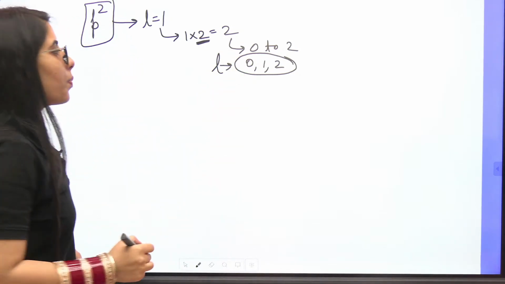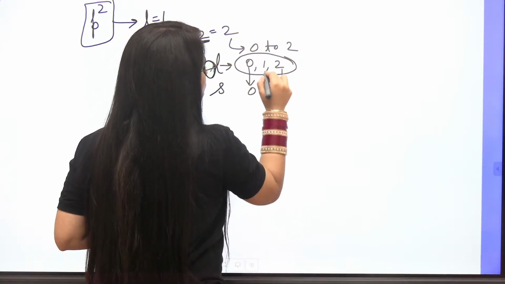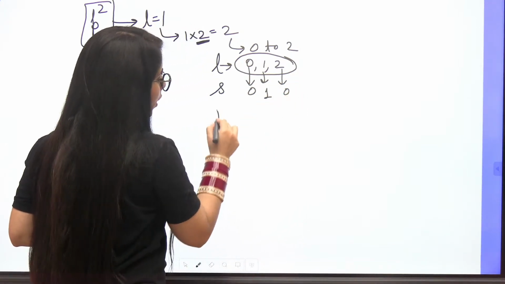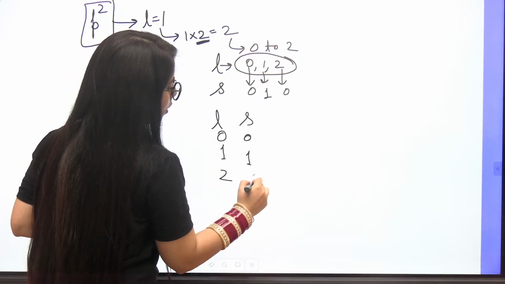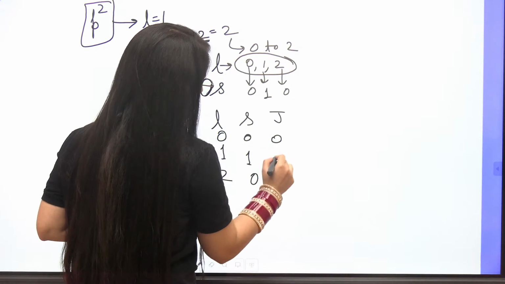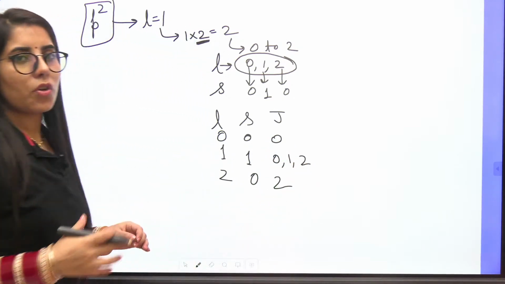Now you have to take the spin. Even L, even spin means 0. Odd L, odd spin means 1. So what I have considered till now is L = 0, 1, 2, and S = 0, 1, 0. J is equal to L minus S to L plus S. Now this is going to give all the values you got.